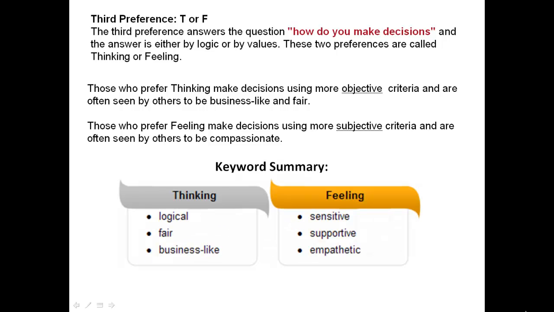A keyword summary for thinking types is that they are often seen to be logical, fair, and businesslike. And for feeling types, they are often seen to be sensitive, supportive, and empathetic. Which seems more like you?